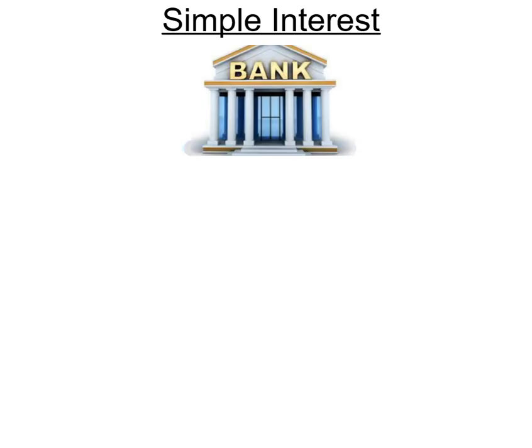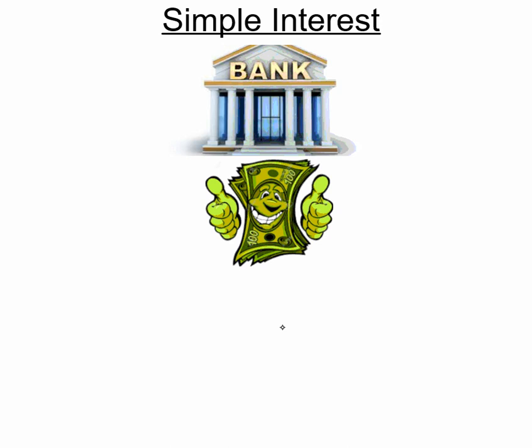This video is about simple interest. So we're going to be talking about banks, and we have to remember that banking is a business, and businesses are in business to make money. So how does a bank make money? Well, what they do is they use your money to give to other people, and they make money on both sides of that. So how does that work?